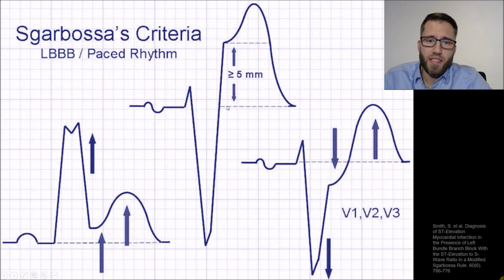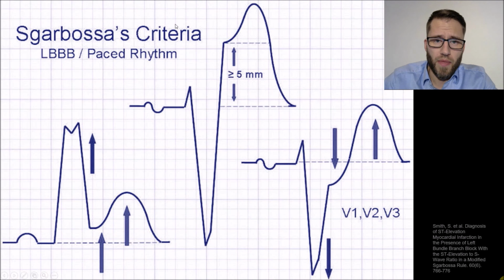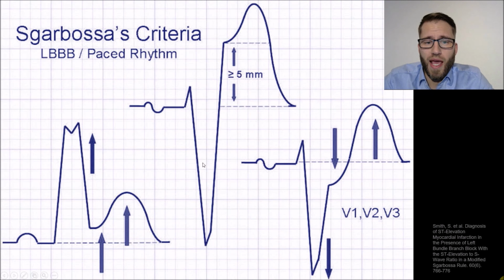The next pattern is a discordant ST elevation, means a very prominent S wave in the QRS complex, and then a ST elevation of 0.5 millivolts or 5 millimeters in any of the leads, a discordant ST elevation of 5 millimeters or 0.5 millivolts in any lead. And the third criterion would be a concordant ST depression. Concordant ST depression, concordant to a very deep S wave, ST depression of 0.1 millivolts or 1 millimeters in one of the leads, V1, V2 or V3.